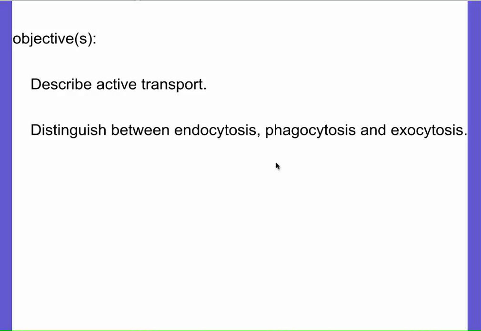Your objectives are to describe active transport. Last section we did passive transport that required no energy. Active transport just means it uses energy. It actually costs your cells to move things across the membrane using active transport. Then we're going to talk about endocytosis, phagocytosis, exocytosis. Other than being hard to say, they're not that complicated.